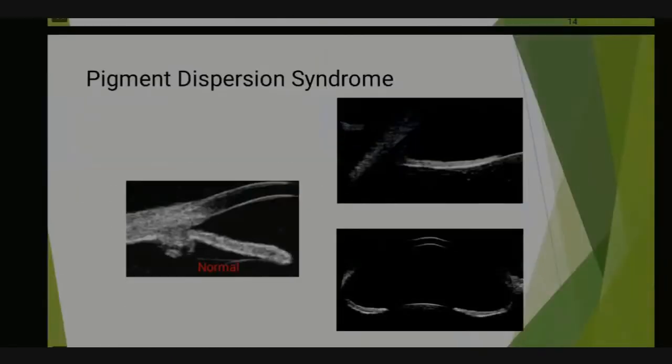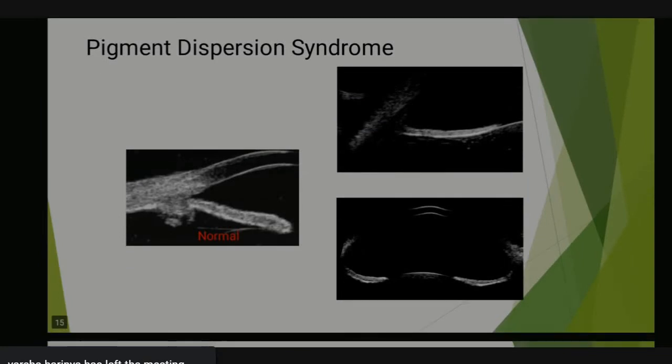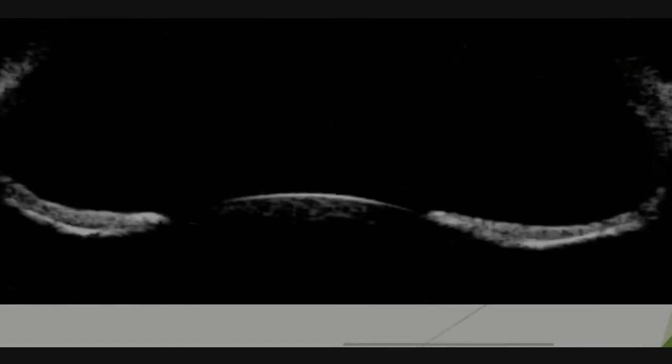Next, in pigment dispersion syndromes, we see a lot of pigments, right? Here they will ask to see whether pigments are there in the zonular regions or not, whether it is blocking the trabecular pathway. So here we do two types of scans, one in dim light and one in normal light. You can see the pigments here.